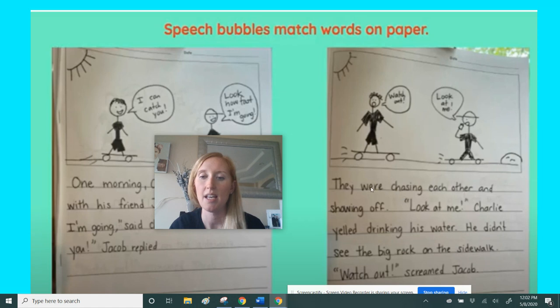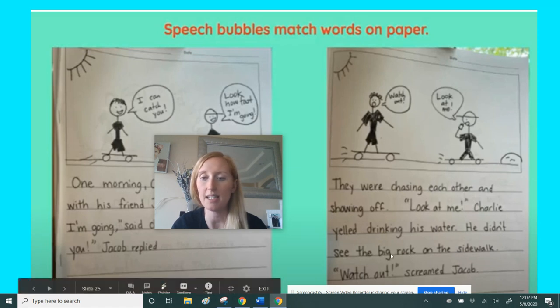Here she says, they were chasing each other and showing off. "Look at me," Charlie yelled while drinking his water. He didn't see the big rock on the sidewalk. "Watch out," screamed Jacob. "Oh no."